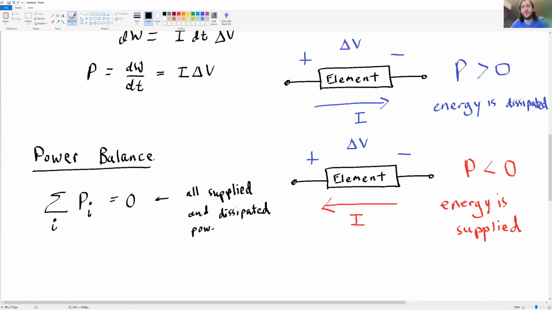So those of you who are electrical engineers, this is the stuff you want to know. So all supplied and dissipated powers in a circuit. And this equation is sign sensitive, right? So we can't add up a bunch of positive numbers and get 0. So sign sensitive. How do I figure out the sign? Well, I just told you that's this information over here on the right. Okay, so that's power balance.